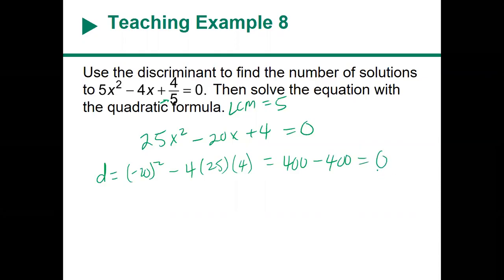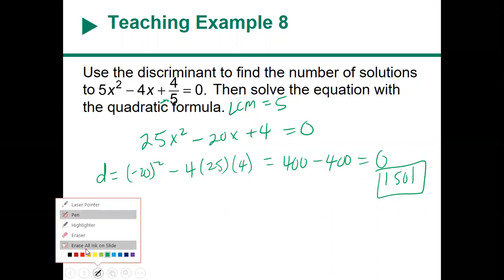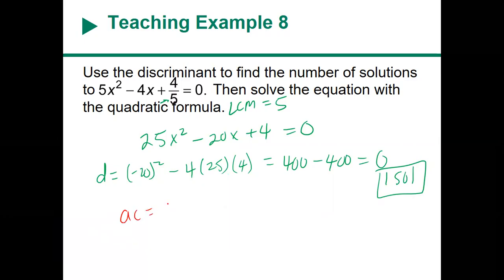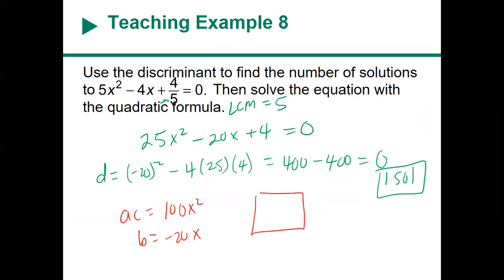So how many solutions do I have? 1 solution. So when I solve this, if I end up with more than 1 solution, I did something wrong. Okay? So looking at this, my a times c is 100x squared. My b equals negative 20x. So it multiplies to give me 100, but adds to give me negative 20x. Negative 10 and negative 10. So I don't have enough space. I'm just going to do the box.